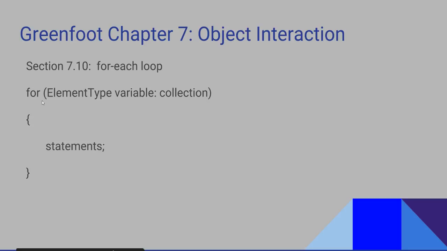You have the keyword for. You will have the type of element that you're working with. In our case, we're going to be working with a leaf, and a variable name, which is local, and then the collection that you're working with. This will be the array list, or it will be a list, or it could be an array that you're working with. And then you'll have all the statements inside that code. And so we're going to go ahead and take a look at the code, and we're going to type this code in as we go.